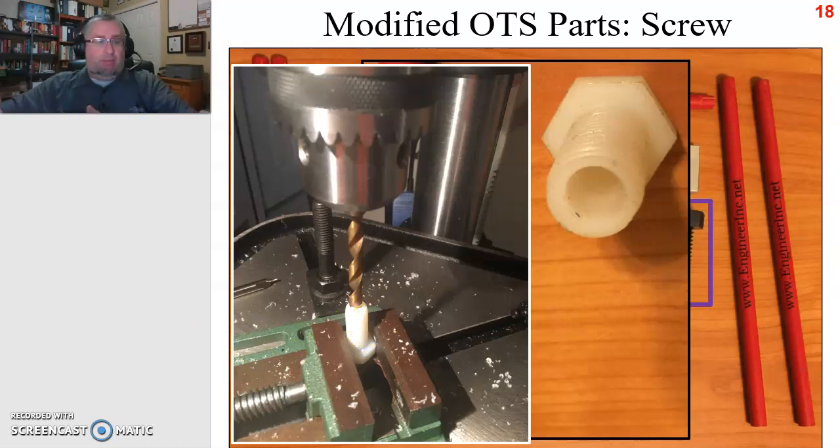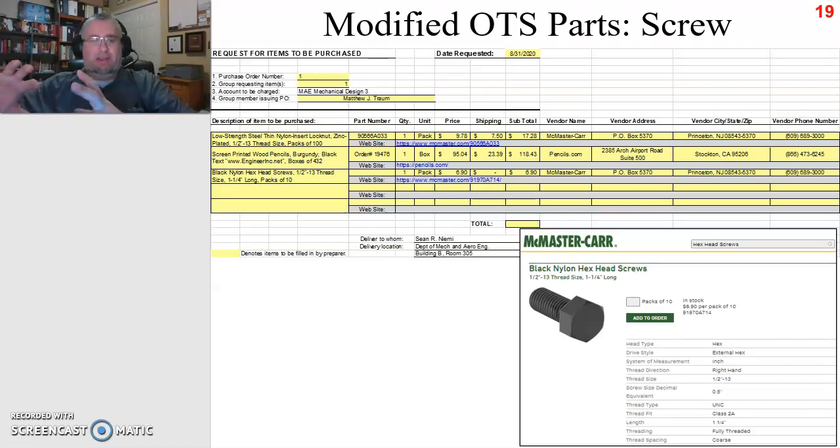So even though this is now a modified OTS part, so it's slightly different in the type of part that it is, I'm still going to put it on the same purchase order form, because again, I'm trying to go for brevity here, and we want as much information as possible condensed into the smallest number of pages, and so it's going to go on the same PO. So here is the part from McMaster Carr.